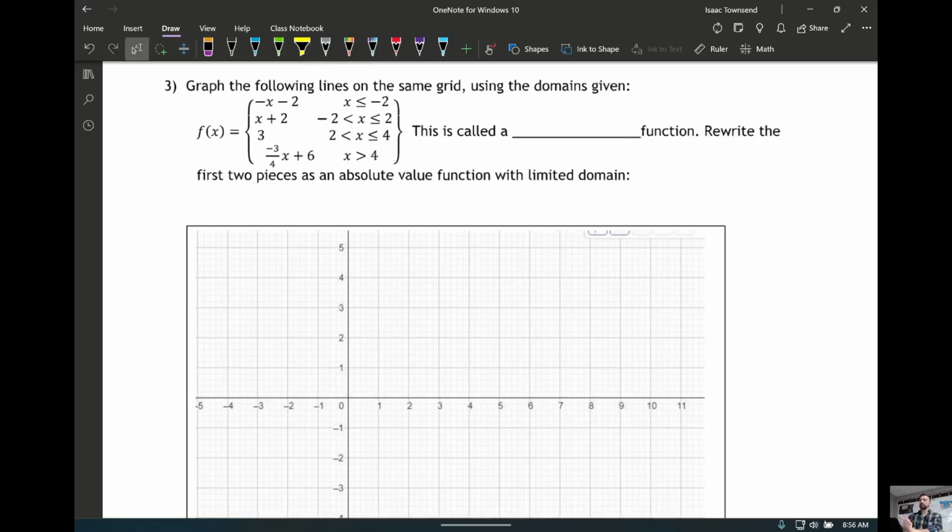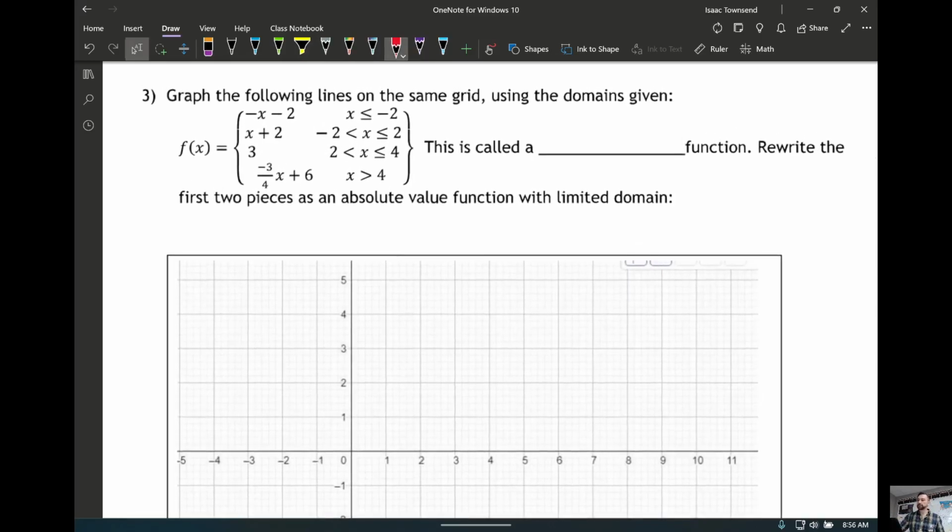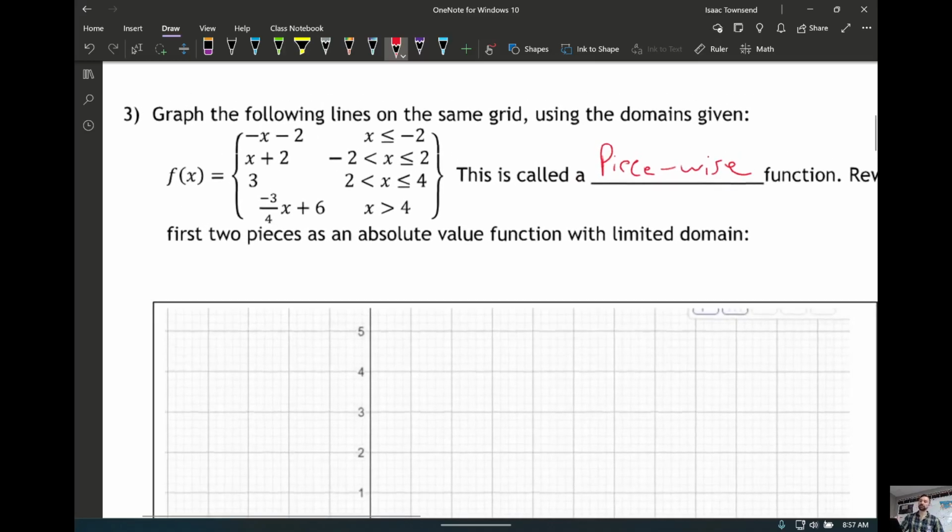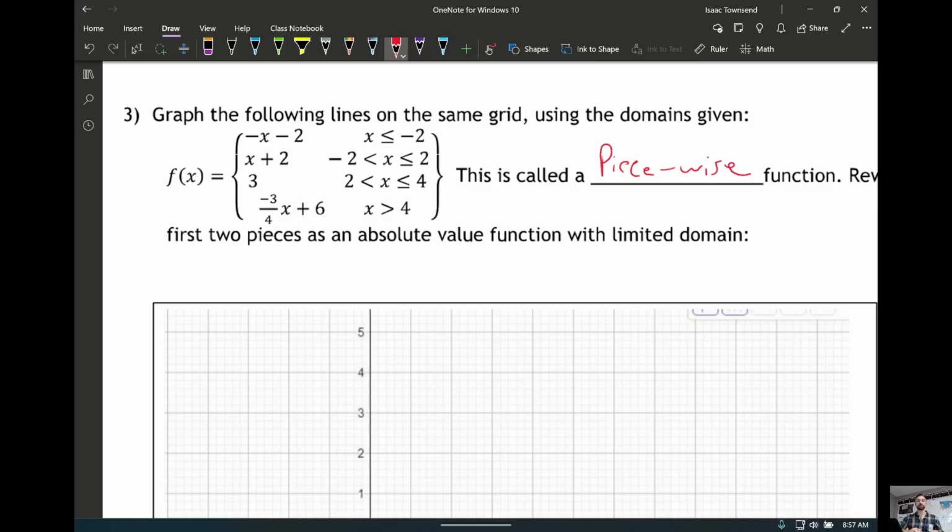if you have a function that's split up into multiple pieces, this is what we call a piecewise function. I'll worry about the second part of this question later, but if you struggled with graphing it because you had trouble reading it on the paper, then that's just my fault. So I wouldn't lose any sleep over it, but you need to make sure that you can do it.